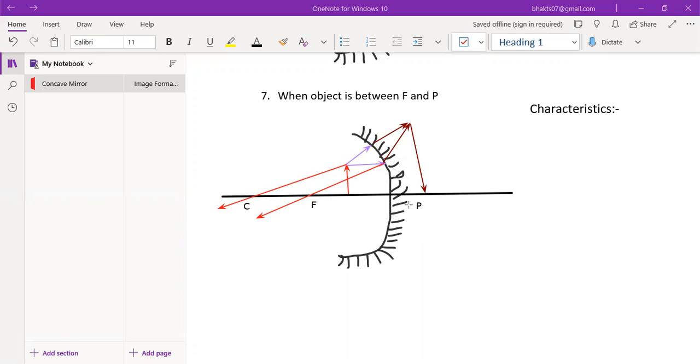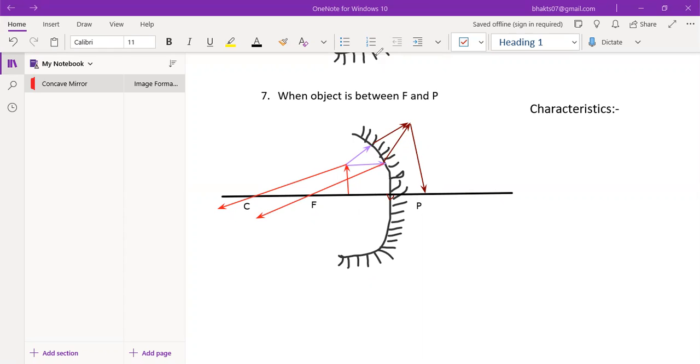Now this P point, the position of this P point is actually over here. So we cannot say that the image is formed at pole. So here from this figure we have that when the object is between focus, that is F point, and pole P point, the image is formed behind the mirror, as you all can see with the help of down arrows.